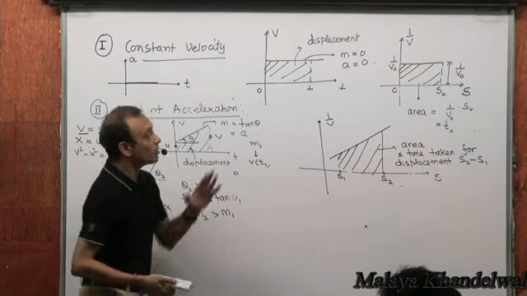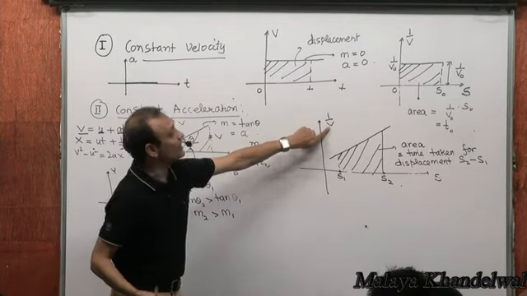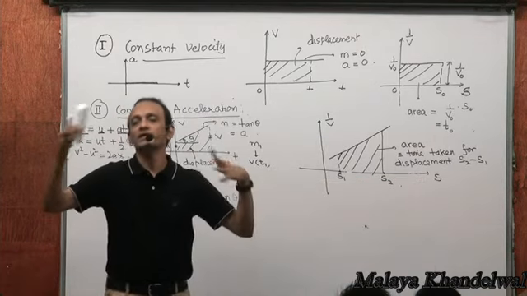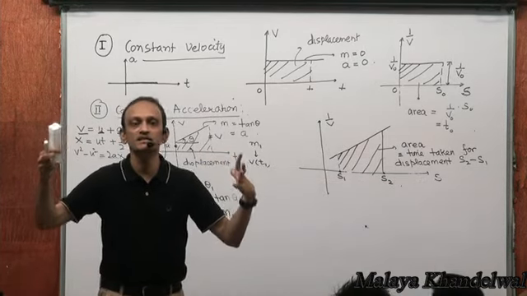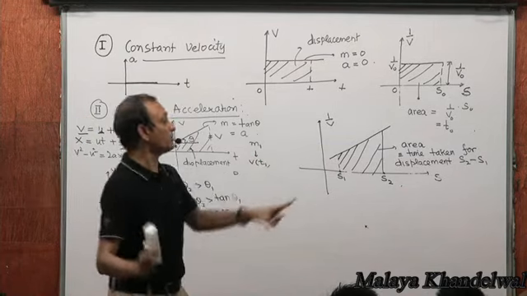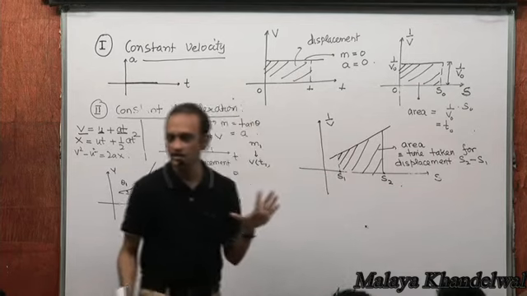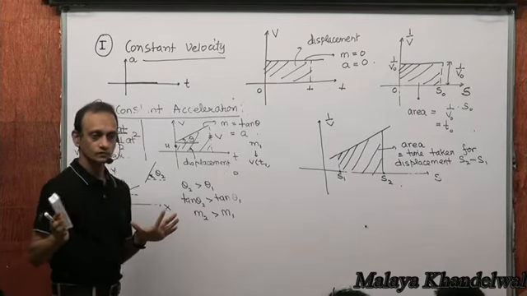Got me? So for all cases in one-dimensional situation, if the 1 by v versus s graph is known to you, then the area under the 1 by v versus s graph will always give you the time taken for the corresponding displacement. In this case, the displacement is s2 minus s1. Yes or no?